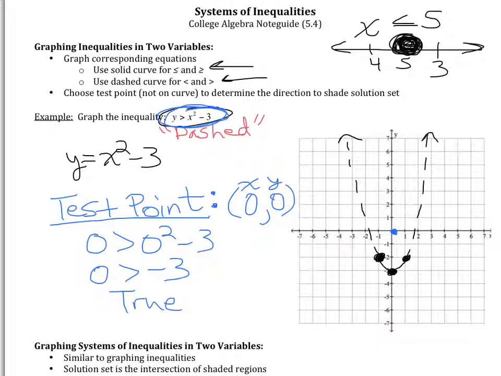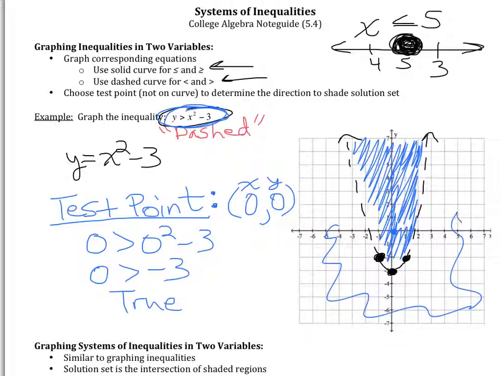And since (0, 0) is on the inside of the function, that means that my solution set lies inside of that parabola there, right? And so since (0, 0) is on this side, I'm going to always shade on the side where (0, 0) is. Now, had I gotten a false statement, 0 is less than -3, then I would have shaded on the outside instead of the inside. But since I got true there and (0, 0) was on that side where I got true, I shaded on that region there. All right.